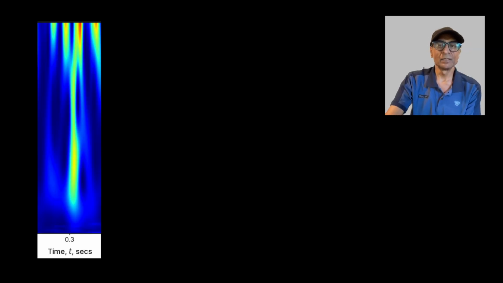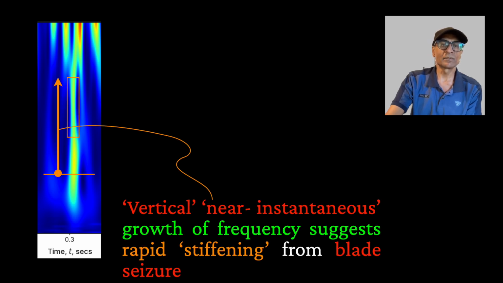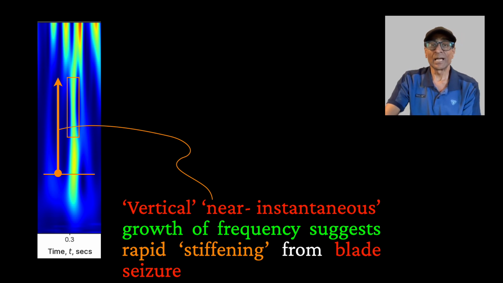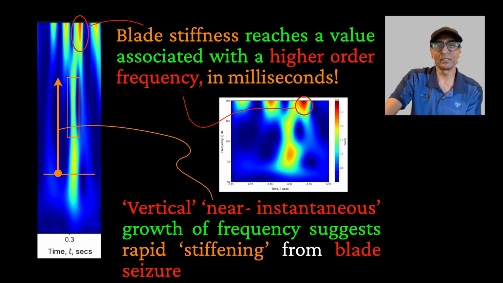So here's the streak again, and what I'm trying to point out is this nearly vertical, near instantaneous growth of frequency from the 85 hertz onwards. It's going almost vertically up. And now why would something like that happen? That would happen if there was a rapid stiffening from the blade seizure. So it means that the tail rotor seized. And so the 85 hertz climbed all the way up to nearly the second order. It's in fact the second order, about 170 hertz, where it seems to have coalesced with that 170 hertz frequency just past the 85 hertz. That's somewhere around 25 milliseconds from the 85 hertz occurrence.